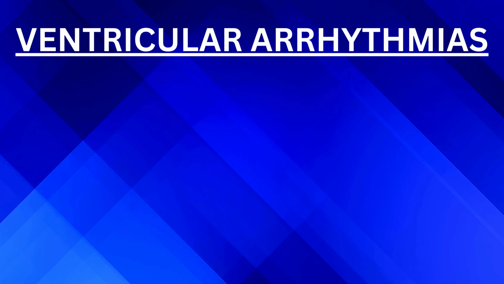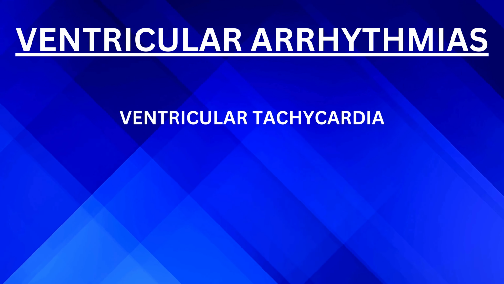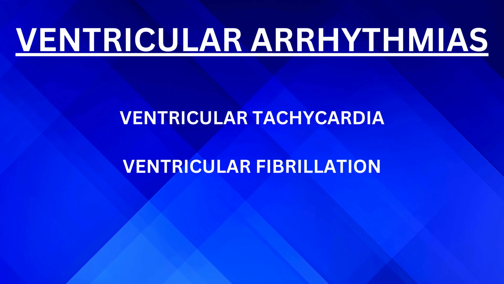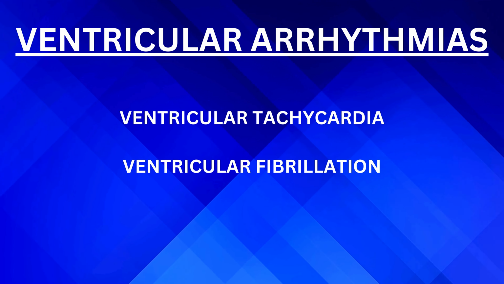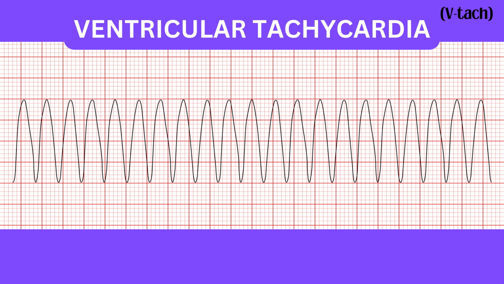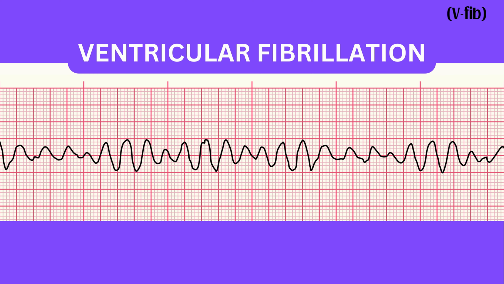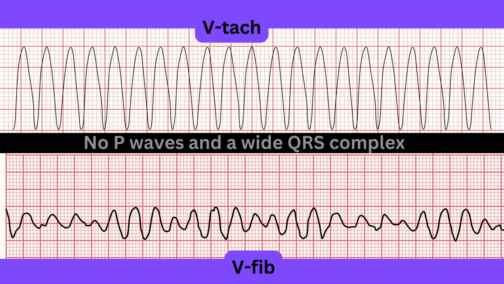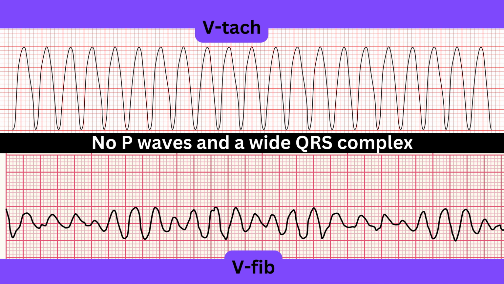Ventricular arrhythmias include ventricular tachycardia and ventricular fibrillation, and while both are types of life-threatening arrhythmias, VTAC differs from VFib in that the heart beats quickly and in a more organized pattern rather than in an irregular rhythm as seen here. However, both will have an absence of recognizable P waves and a wide QRS complex.